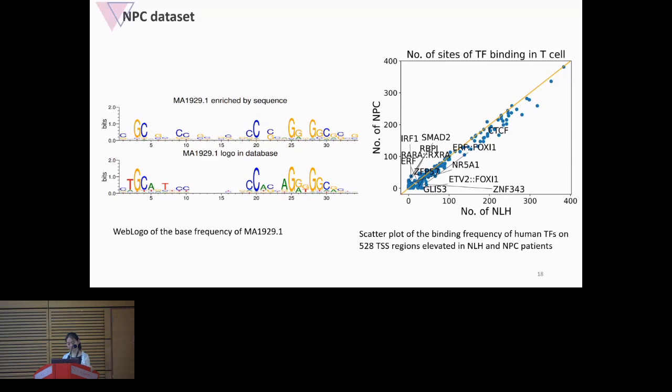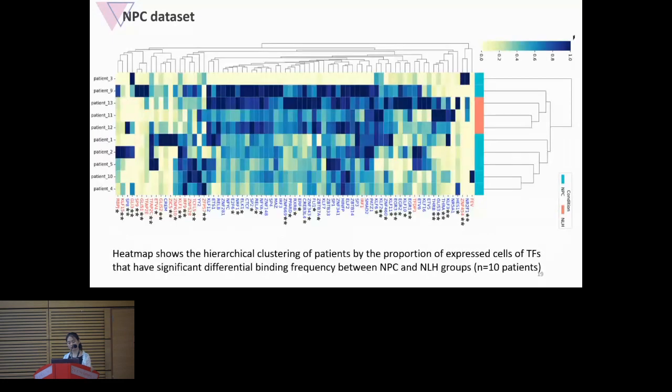In addition, some TFs in the NF-kappa B family would like to combine with NPC, which is consistent with the literature. We also observe the expression of these significant TFs, and we calculate the proportion of expressed cells of each significant TF. We found that they have a consistent trend with the scatter plot shown in the last slide.